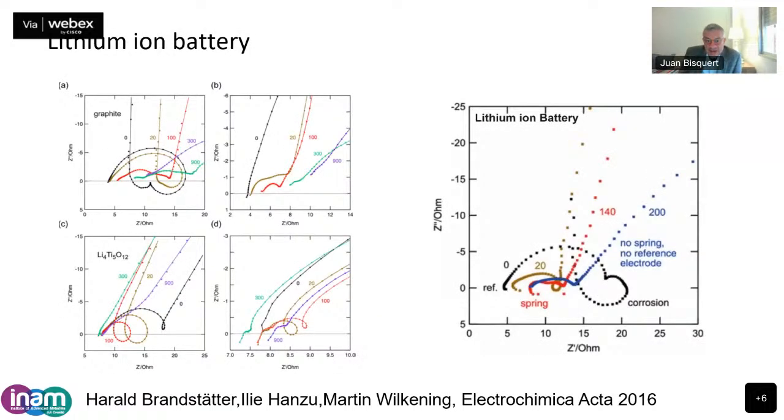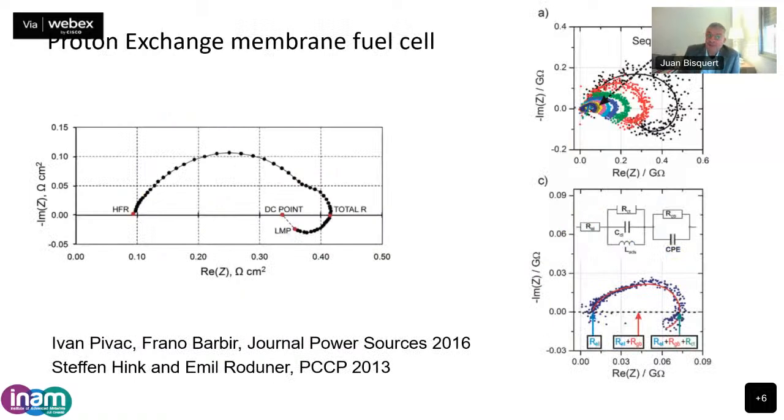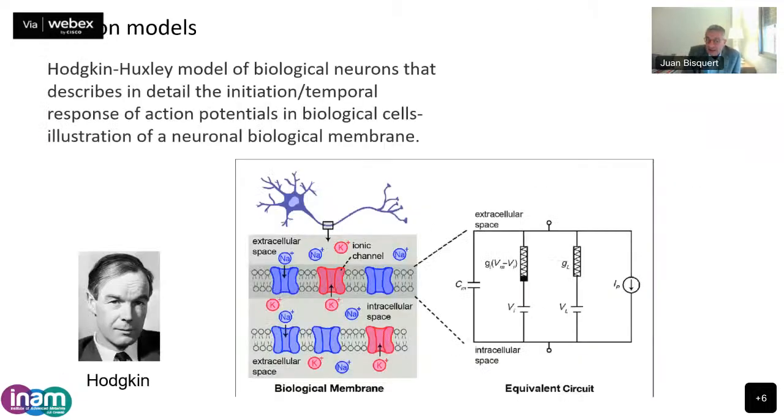Also in lithium-ion batteries, and in proton exchange membrane fuel cells, you have these slow reaction effects, also with very big inductors. And historically, the first occurrence of this phenomenon is in neuron models. This is the Hodgkin-Huxley model for biological neurons. This is an extraordinary model that describes very well the response of the neuron to the action potential, and is used for characterization, experiments, and for creating neuromorphic computation.